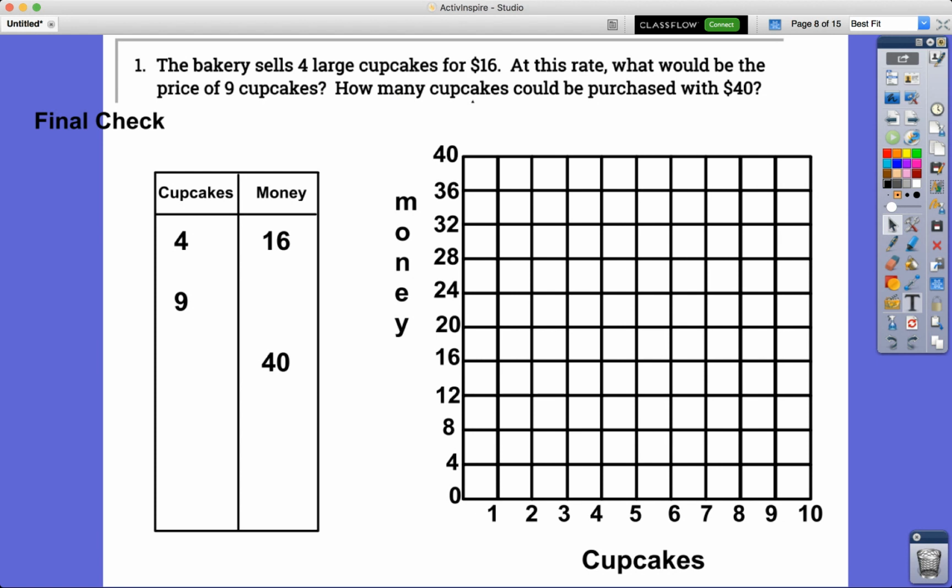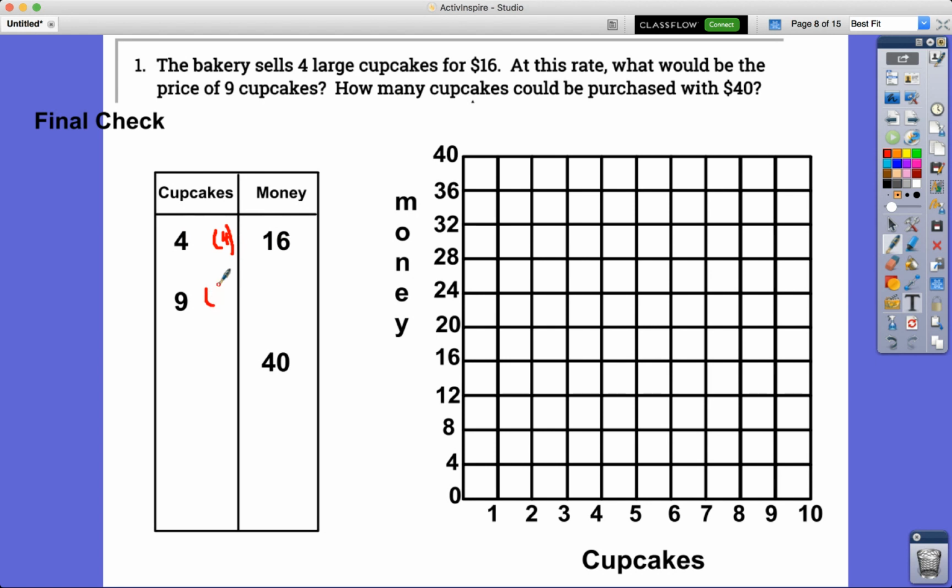So the bakery sells 4 large cupcakes for $16. At this rate, what would be the price of 9 cupcakes? How many cupcakes could be purchased with $40? Well, I'm going to look at my ratio here. I have 4 and then 16. So what did I do with the 4 to get 16? I'm going to multiply by 4.